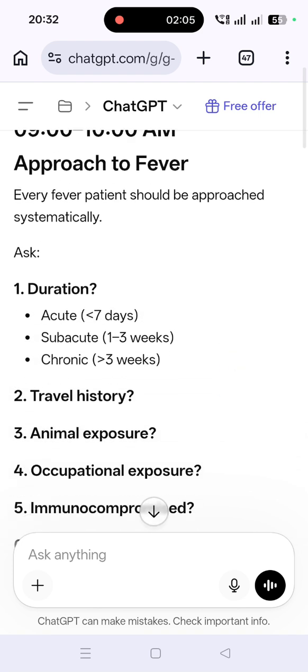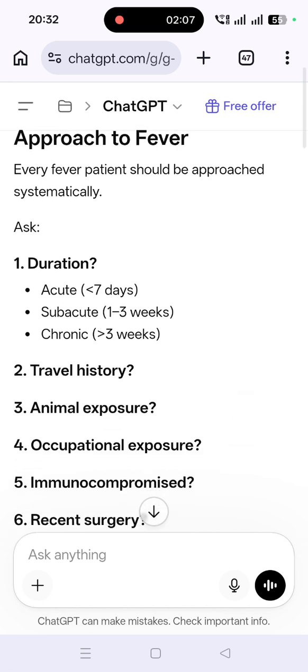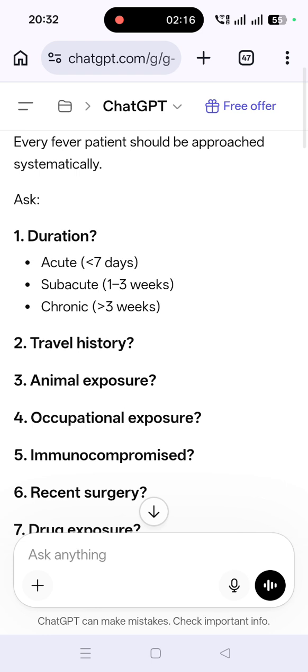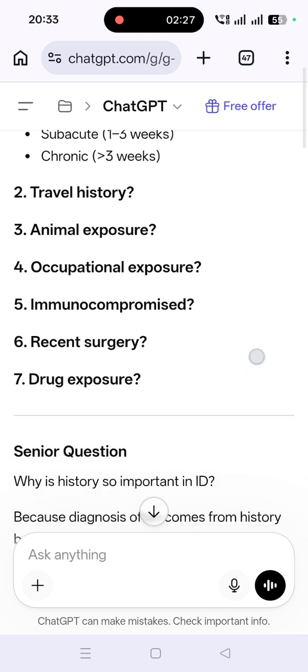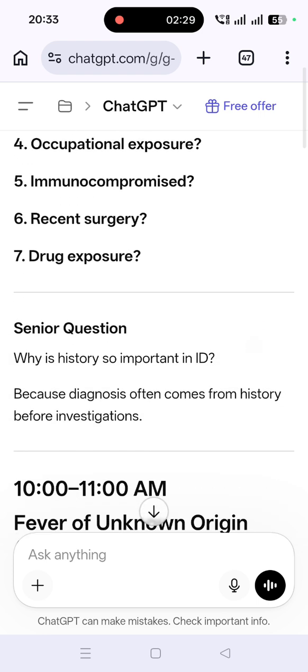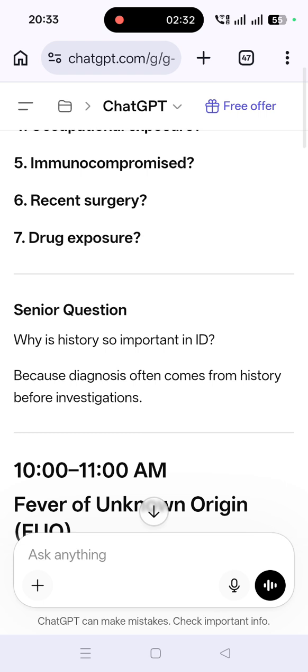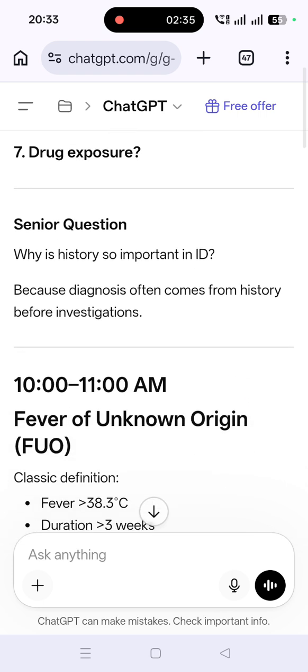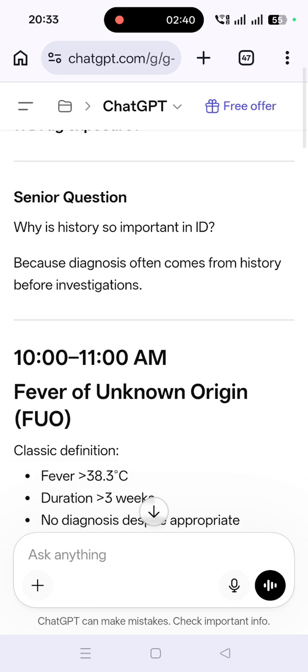So next hour, you go for the approach to fever. Every fever patient should be approached systematically. Duration is acute, subacute or chronic, that is less than 7 days, 1 to 3 weeks, or more than 3 weeks is chronic. Ask if there is any travel history, animal exposure, occupational exposure, immunocompromise, recent surgery, drug exposure. So a senior may ask, why is history so important in ID? Because diagnosis often comes from history before investigations.